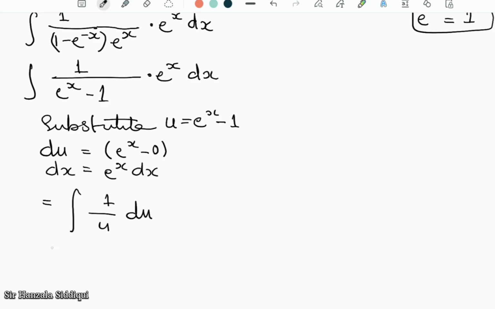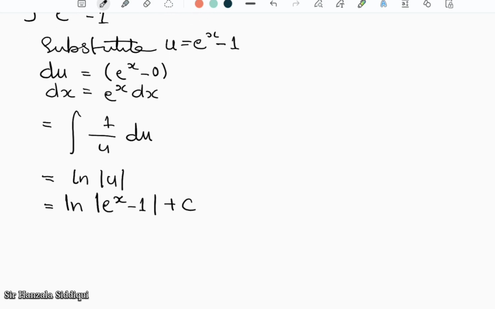So now this whole term is 1 over u, which means we have ln of u. Okay, wait, I will also refine it. So we write ln, and this one is u. Now this whole term is equal to e to the x minus 1. So we substitute e to the x minus 1, and, you know, we have the plus c.